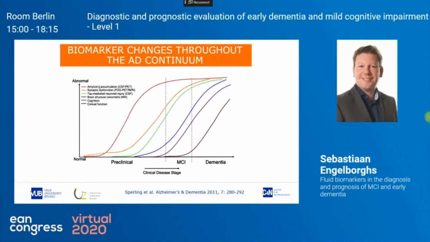This model shows you different biomarkers that change from normal to abnormal over the continuum of Alzheimer's disease. If you want to go for early diagnosis, you should look at the red curve. This is the earliest detectable change in Alzheimer's disease. This is the amyloid curve. Right now, amyloid positivity is a part of the new research diagnostic criteria, which means that you cannot diagnose Alzheimer's disease for research purposes anymore without proof of being amyloid positive.